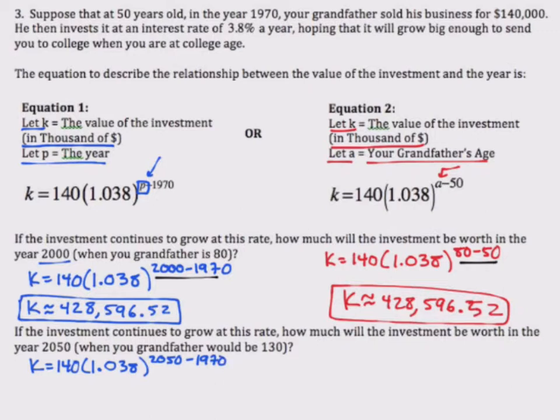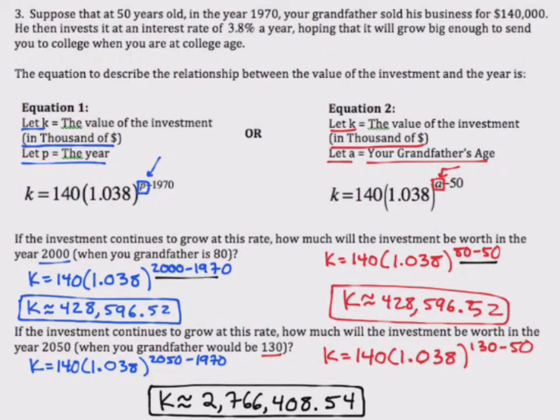For our second equation, all we're going to do is say, if he would have been 130 years old, we're going to substitute 130 in for that variable A right there. And we have K equals 140 times 1.038 raised to the power of 130 minus 50. And once again, all you need to do is use your calculator to evaluate. And using each equation, you find that the value of the investment in the year 2050 will be approximately $2,766,408.54.